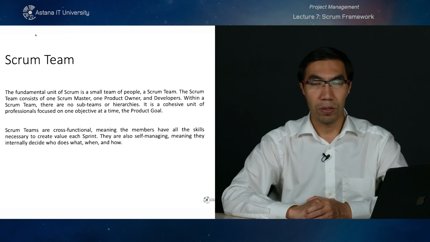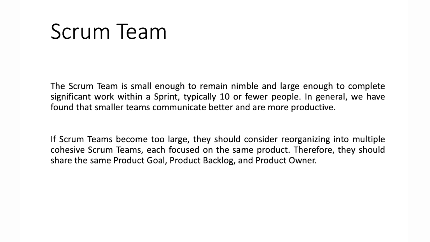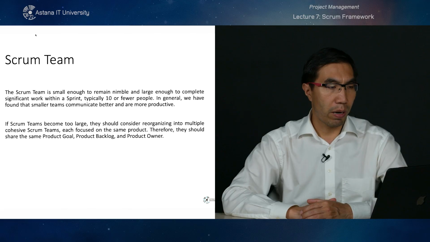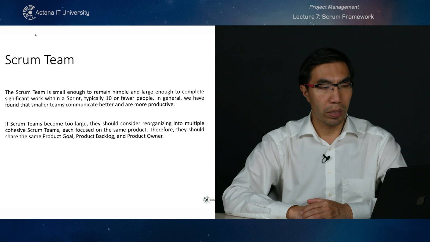So that's why the Scrum team should consist of professionals with experience. So the Scrum team is small enough to remain nimble and large enough to complete significant work within a sprint. So typically 10 or fewer people, or you can order 2 pizzas to feed 1 Scrum team. And the smaller teams communicate better and are more productive. So if Scrum teams become too large, they should consider reorganizing into multiple cohesive Scrum teams, each focused on the same product. Therefore, they should share the same product goal, product backlog, and product owner.